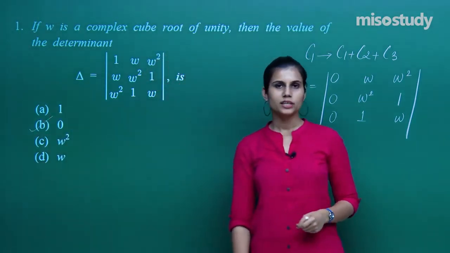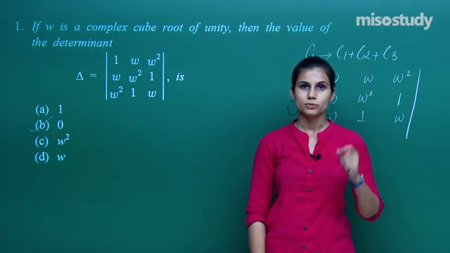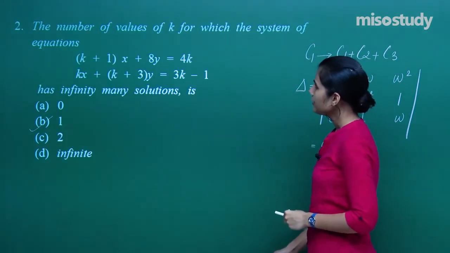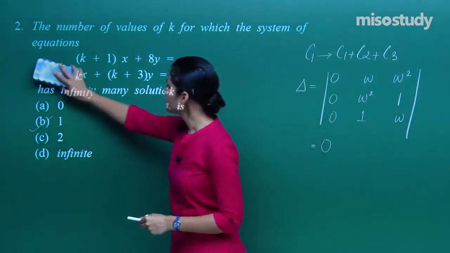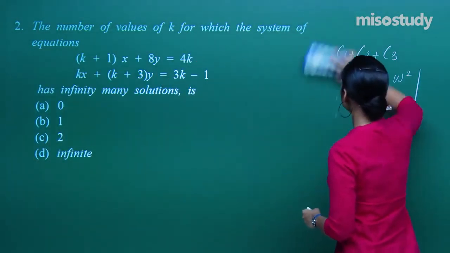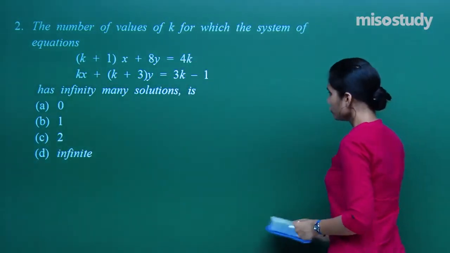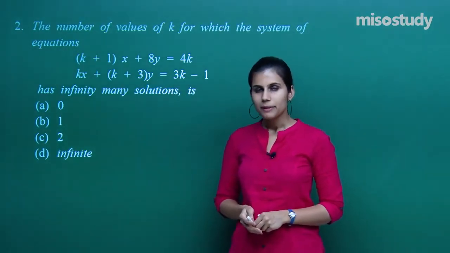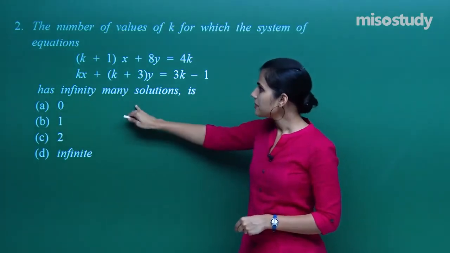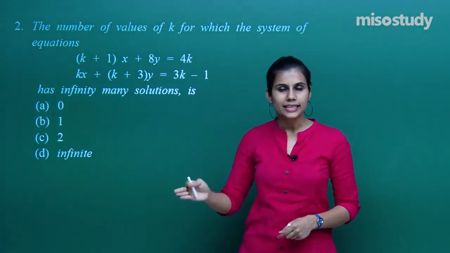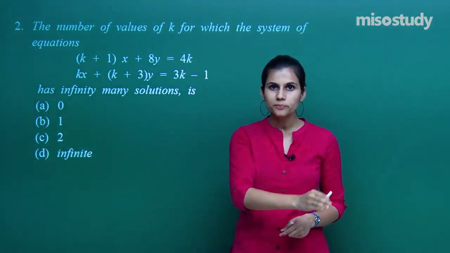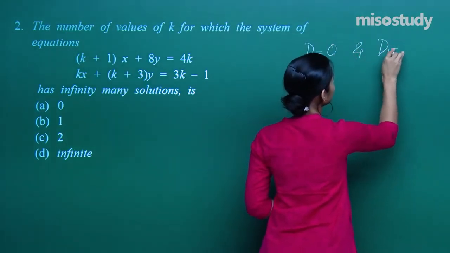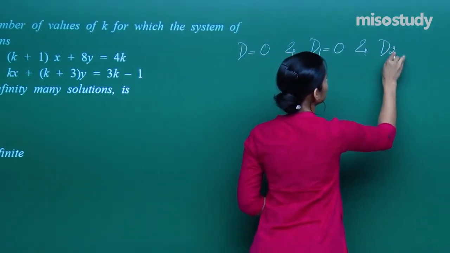The only point over here was that 1 plus omega plus omega square happens to be 0 when omega is a cube root of unity. Next question says: the number of values of k for which this system of equations has infinitely many solutions. You are given two equations and it is said that this has infinitely many solutions. By Cramer's rule, if the system has infinitely many solutions, that means D equals 0, D1 equals 0, D2 equals 0. What do I mean by this? D is 0 and D1 is 0 and D2 is 0.